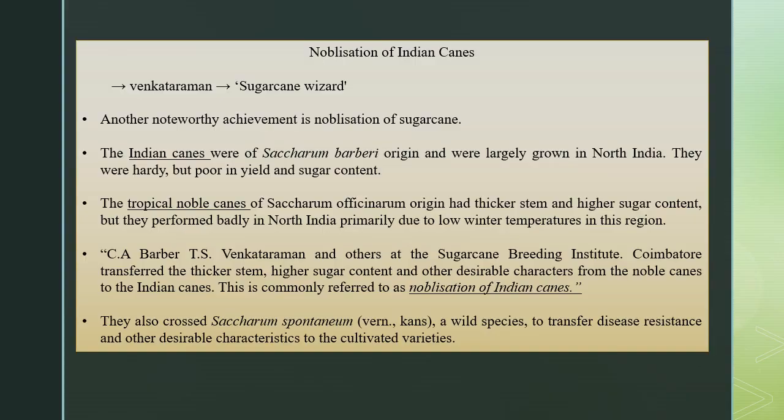Then the most important topic in this lecture is the nobilization of Indian canes. It was done by Venkataraman, whom we call the sugarcane wizard. The Indian canes, the scientific name you should remember, is Saccharum barberi, which is largely grown in North India, and they are hardy but poor in yield and sugar content.